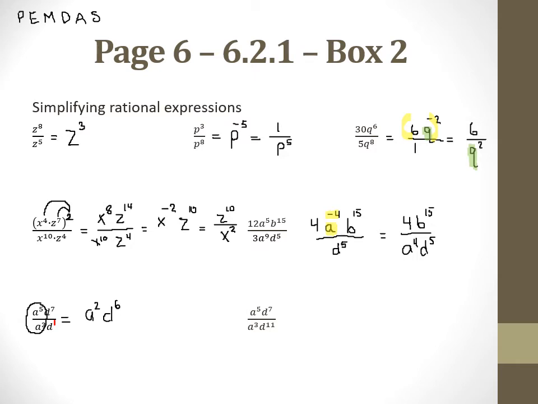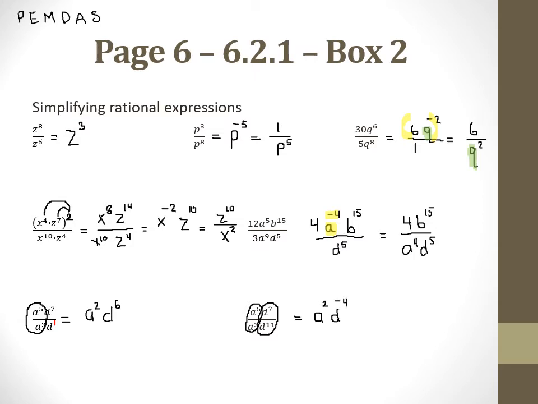And one more. We've got a to the 5th divided by a to the 3rd. Oh, we just did that. Subtracting those, 5 minus 3 gives us a to the 2nd. This time we have d to the 7th divided by d to the 11th. 7 minus 11 gives us a power of negative 4.